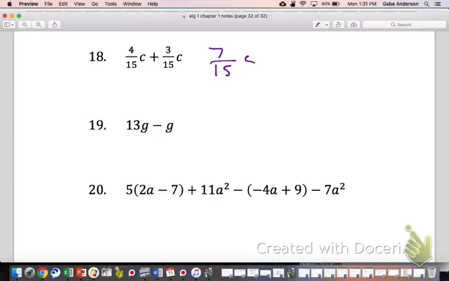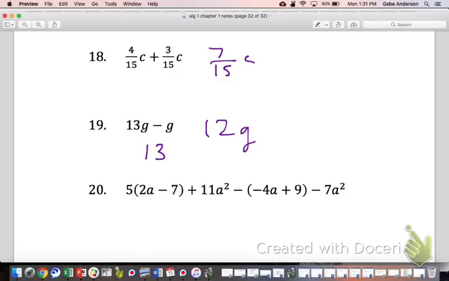Cole, how about number 19? 13g minus g, 12g. Nice job. Okay, so that is correct. Can you see why someone would do this? In fact, at some point you might have been guilty of this in the past. 13g minus g, 13.